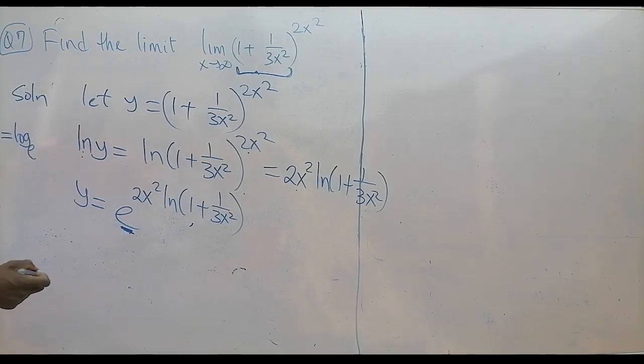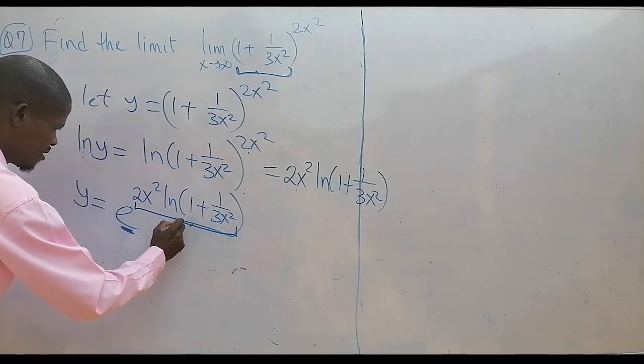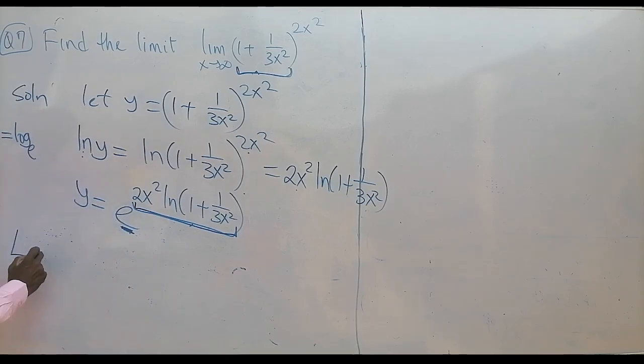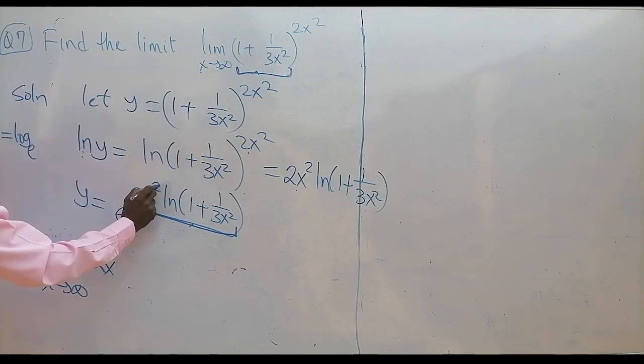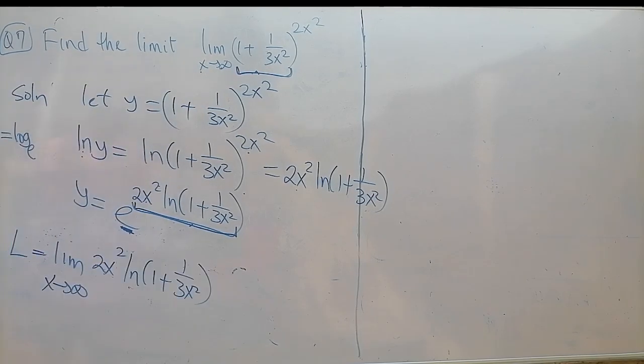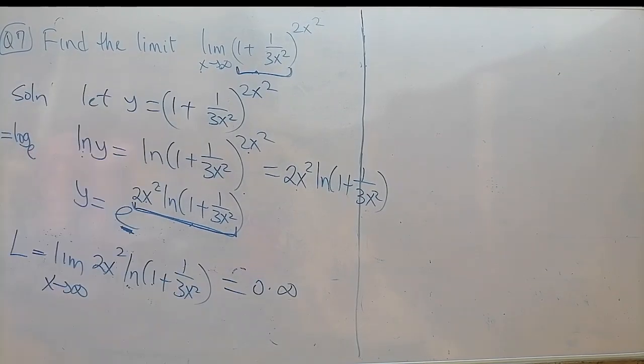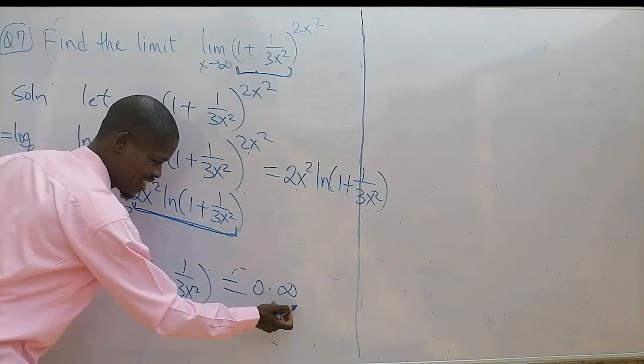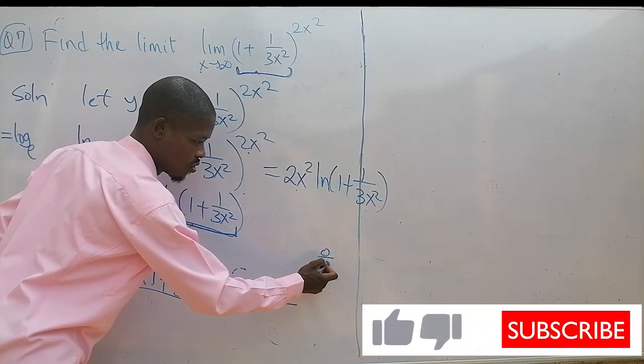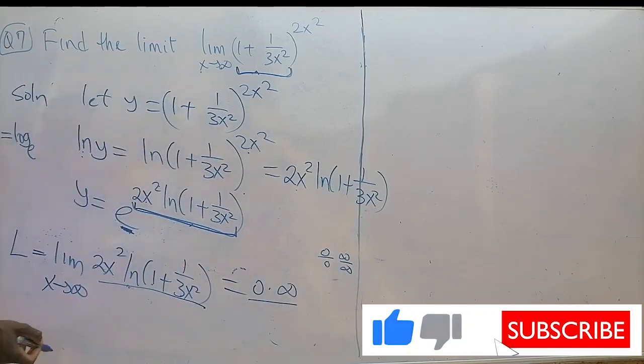So what we are going to do now is to take this power here, let's call it L, and take the limit of that as x tends to infinity. Do your direct substitution. Put your infinity there: 1 over infinity is 0, so ln 1 is 0. It's going to give you 0 times infinity. When that happens, we want to turn it into either 0 over 0 or infinity over infinity. So let's work on this.